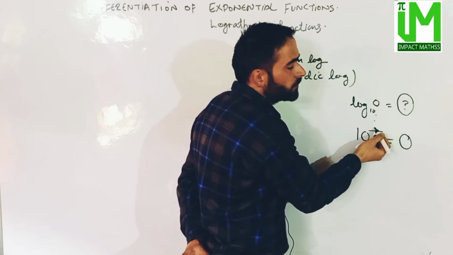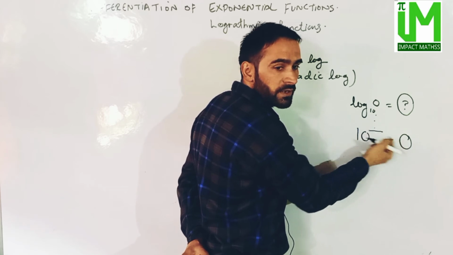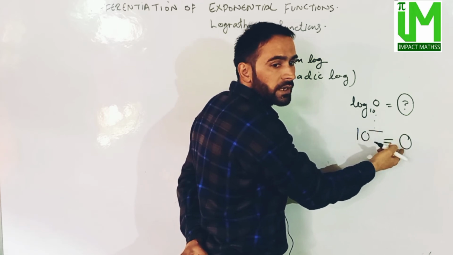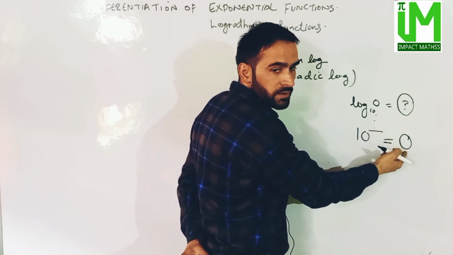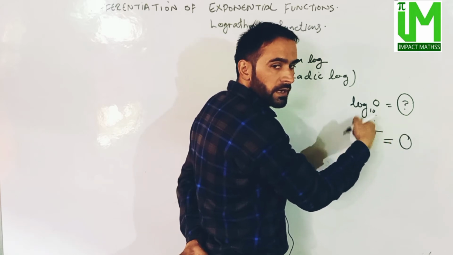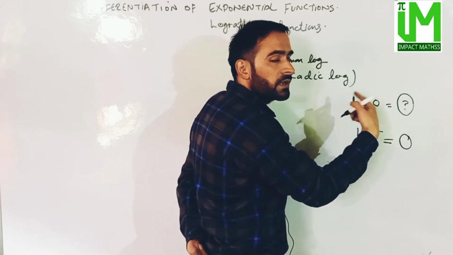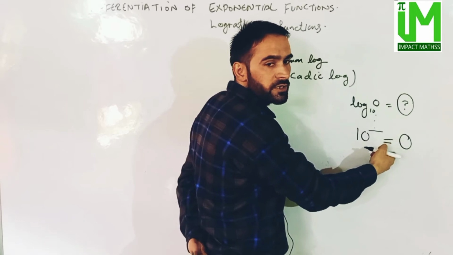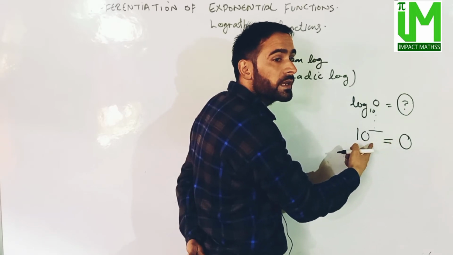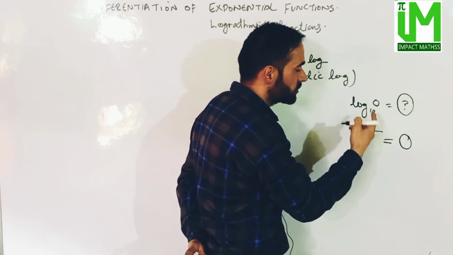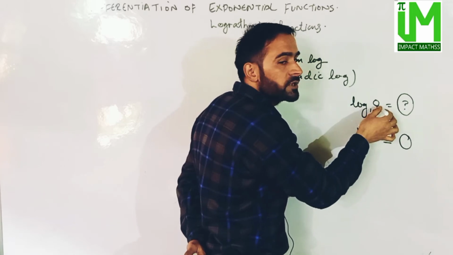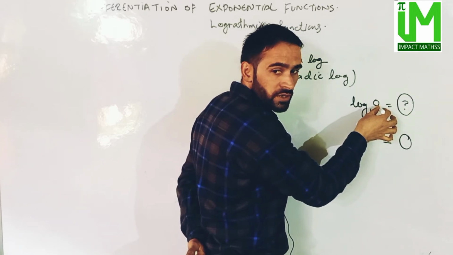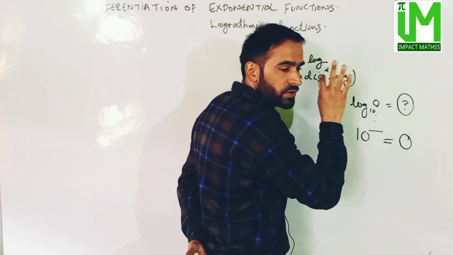Now see, 10 raised to power 0 is 1, 10 raised to power 1 will be 10, 10 raised to power 2 is 100, okay. 10 raised to any positive number won't be 0, and 10 raised to any negative number won't be 0 either. So log of 0 does not exist, okay. Log of 0 does not exist.